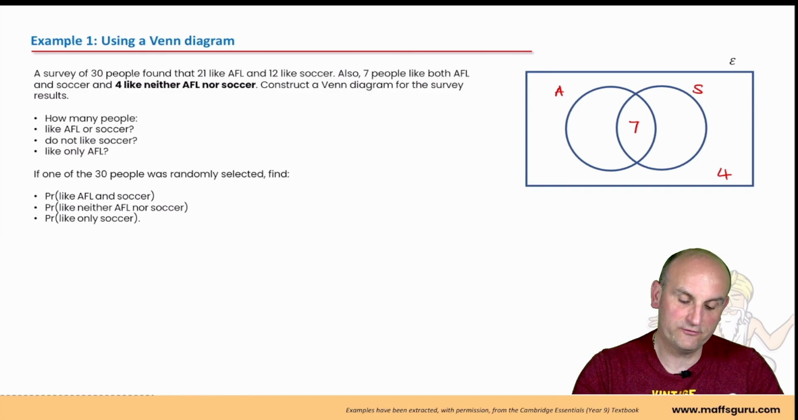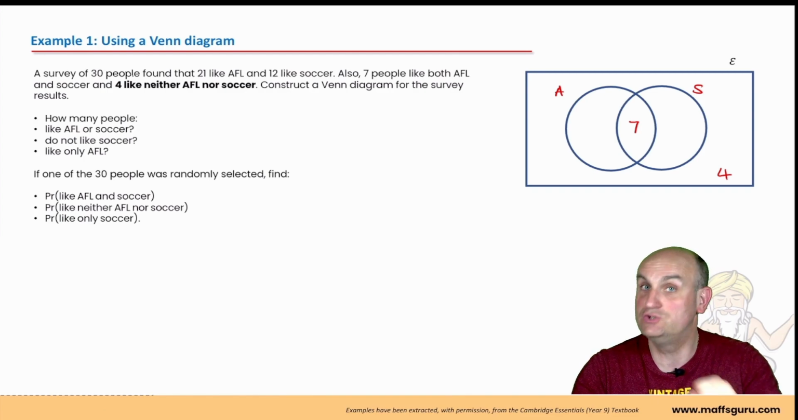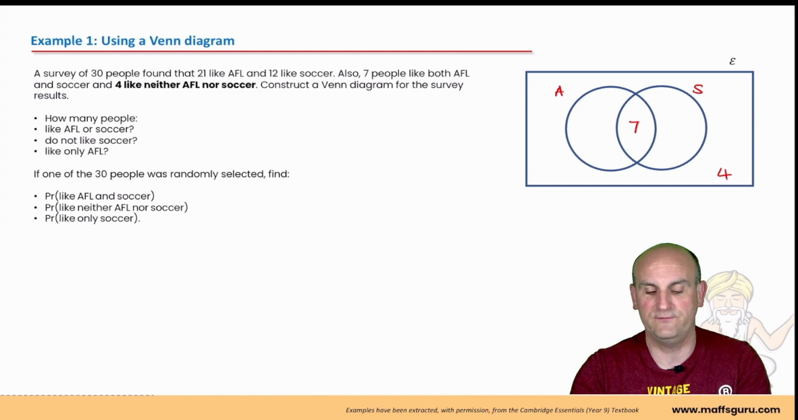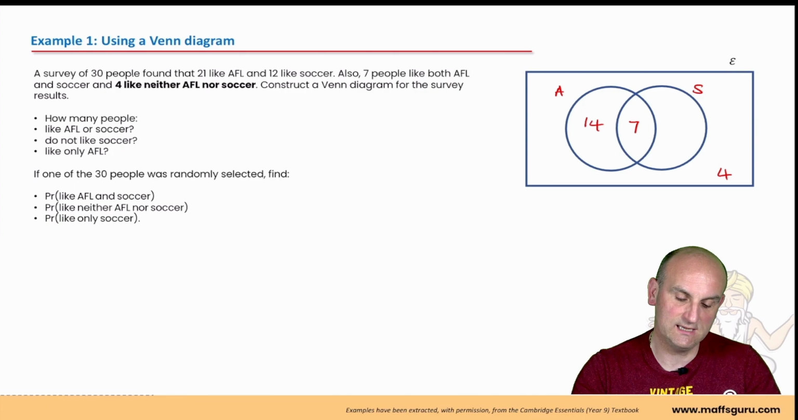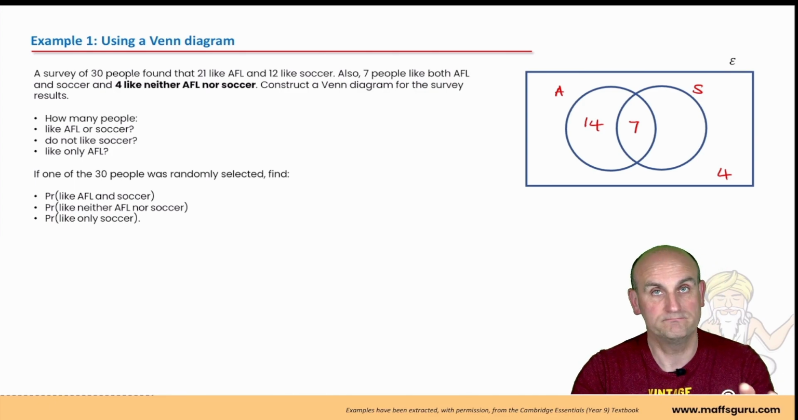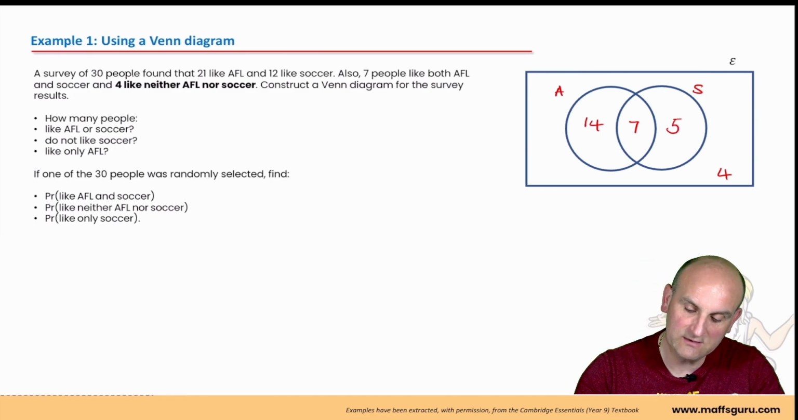30 people found that 21 like AFL. That's 21 people like AFL, not just AFL. So we've already got 7 in the middle, 21 in total. I'm imagining that's going to give me 14 there. What does it say? 12 like soccer. So I've got 7 in that middle. So what have I got? 7, 8, 9, 10, 11, 12. Using my fingers, yes. That gives me 5 there.